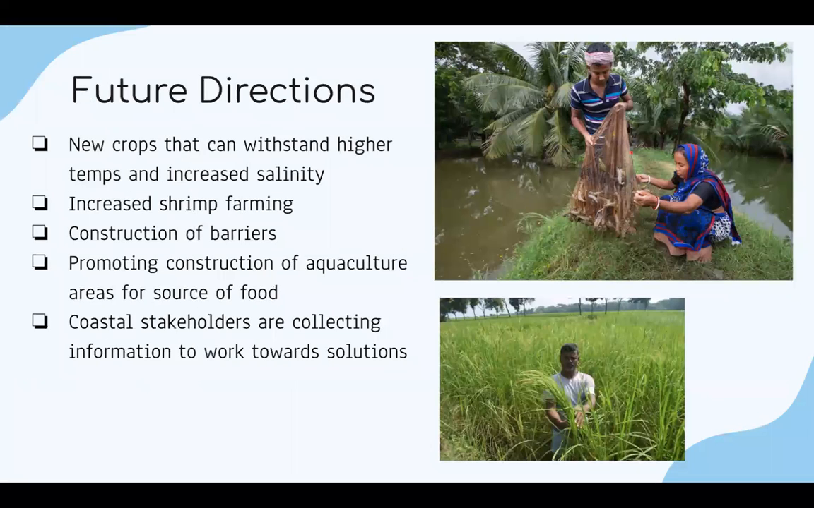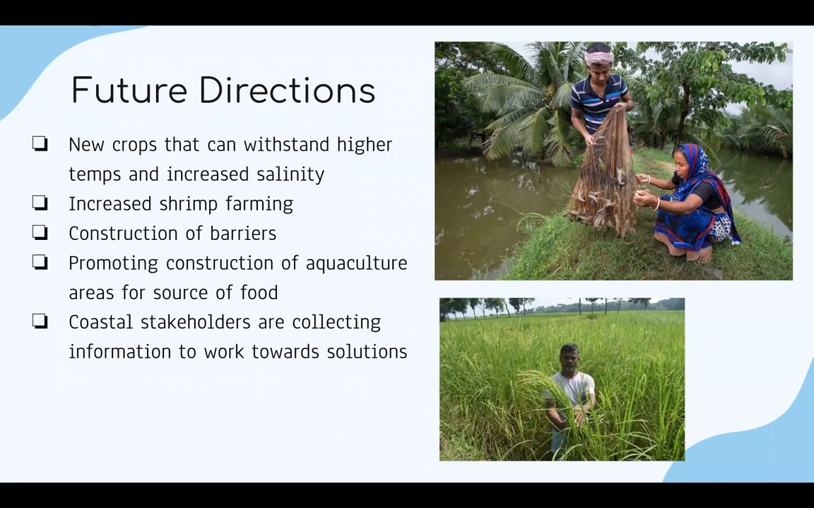So things are looking pretty gloomy for Bangladesh, but there are some future solutions in the works, and these are outlined a little bit at the end of the research paper. So one way to combat this problem of food instability is developing new strains of crops that can withstand higher temperatures and increased salinity. And this is already being done in certain types of rice. They're genetically modifying rice to be able to withstand higher temperatures and increased salinity, and they're even able to withstand being underwater for a long period of time due to floods.